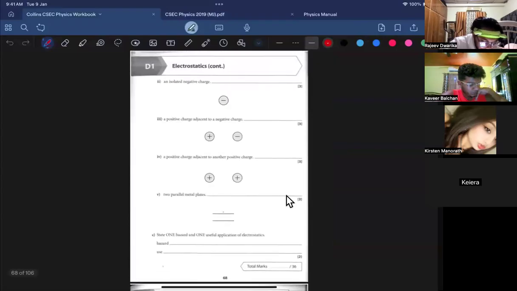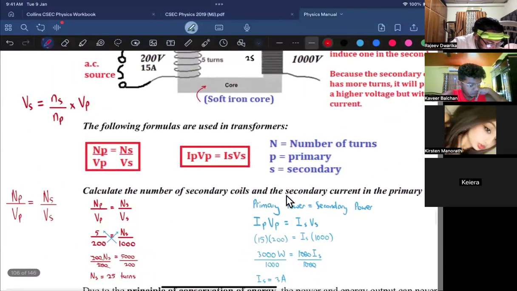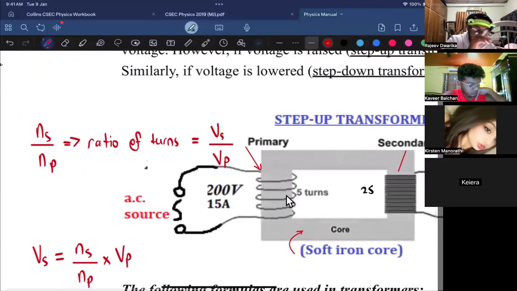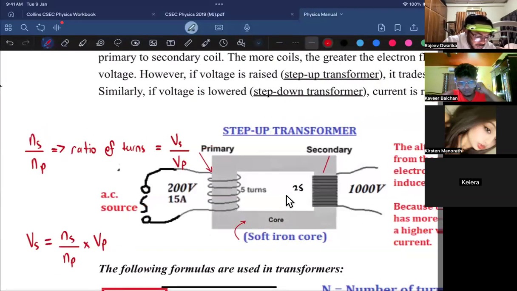Let's look at something. So the formula we just now came up with, Justin. We said that NS over NP is the ratio of turns, and we understand that if I want to figure out the ratio of turns, I take the secondary and divide it by the primary to see how many times bigger it is. And we understand that. And then from this question, you realize that the voltage is also linked by that same concept. If this is 25, then this could be 5 and vice versa.